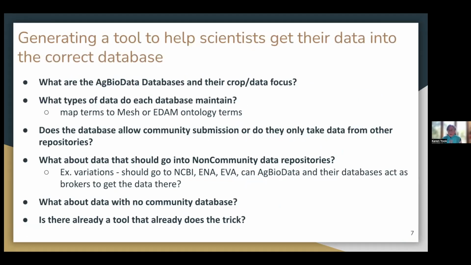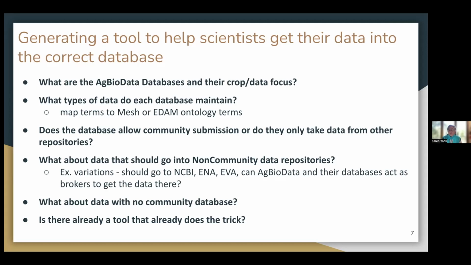So one of the things we did was to realize, okay, how can we create something, or how can we help people find the appropriate database to put their data in? And we came up with, well, let's make a tool. First, to get that together, we needed to understand, using the AgBioData Consortium as our playground and as the group we're serving, who the database members were and what their crop and data focus is. And the other thing we had to do was to figure out what type of data each database maintains.